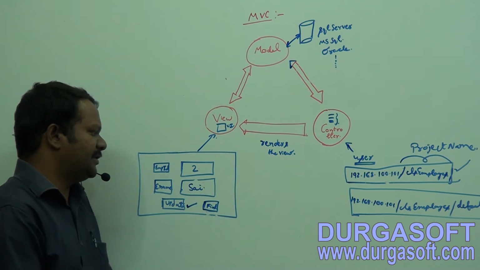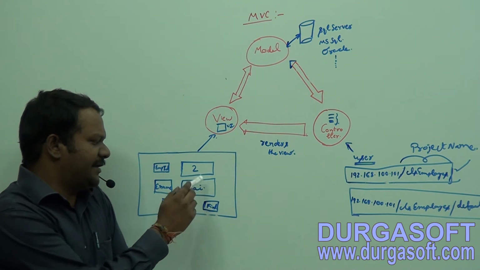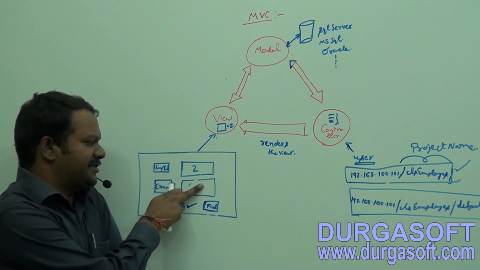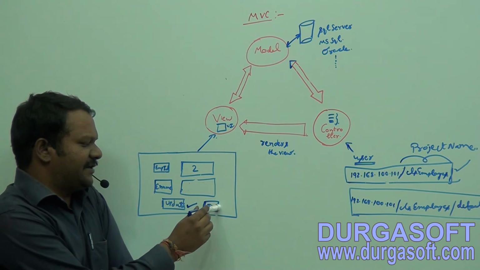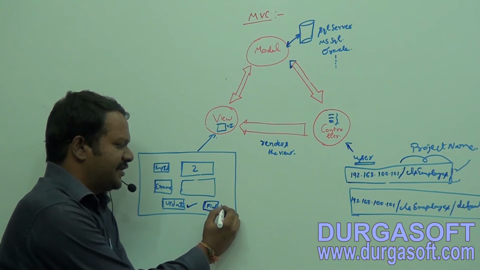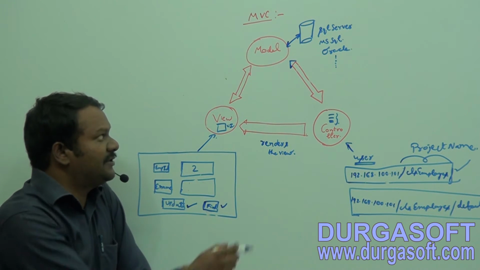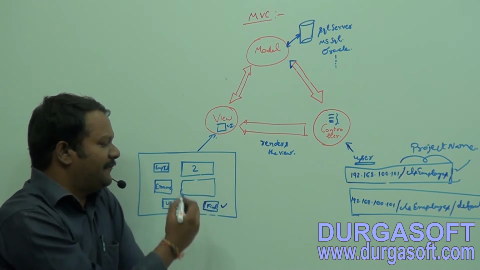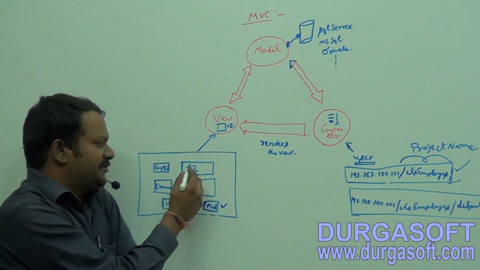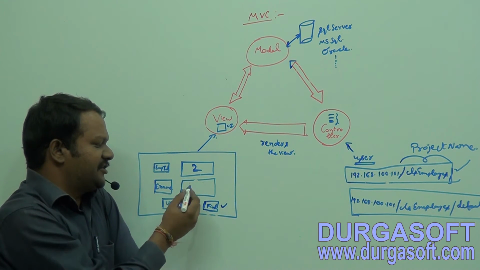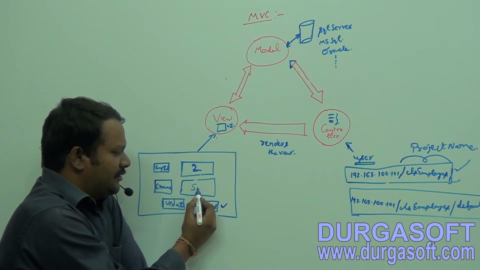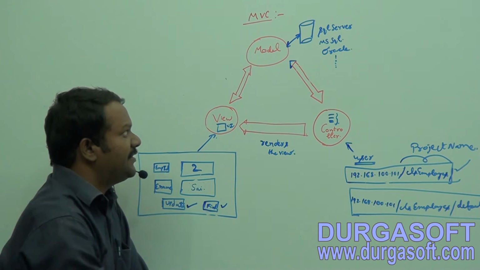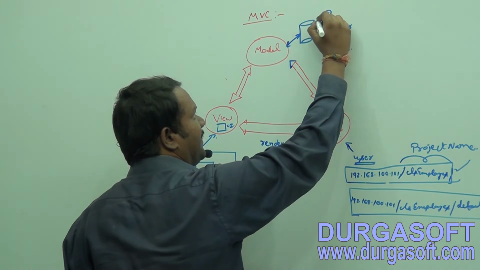For example, if user types 2 here and clicks on find, assume this record is not there, he clicks on find. From where does the data come? From the model. In the view, if user just types 2 here and clicks on find, he should get the remaining records. Here Sai will come. From where is it coming? A table is there in SQL Server here.